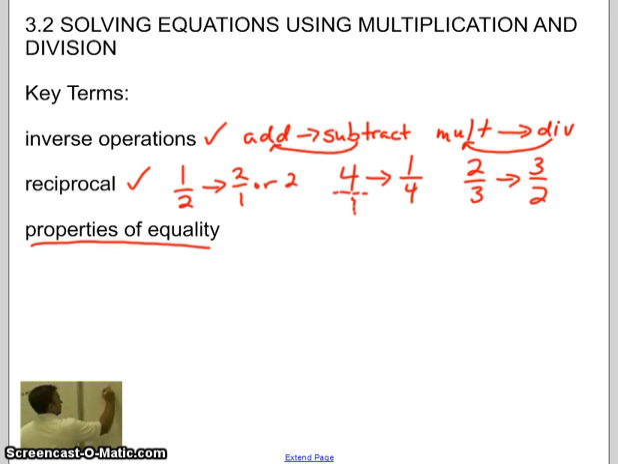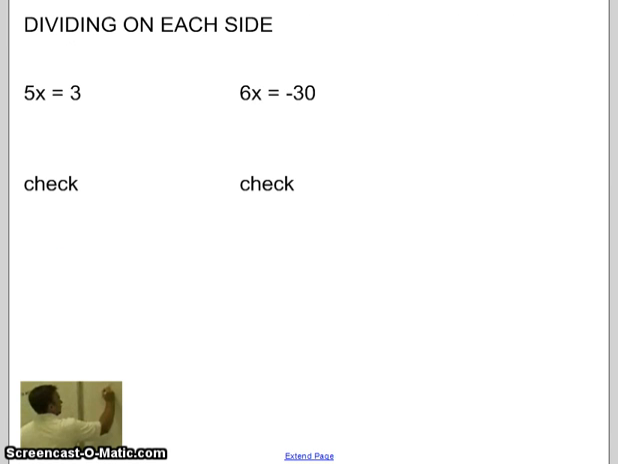We're going to also talk about properties of equality, which we kind of dealt with in the last section. We're just going to give some names to what we're technically doing. Alright, dividing on each side. Let's start with that. We had equivalent equations before, and we had to solve for x by balancing out the equation. In this section we're going to divide on each side in order to balance our equation.